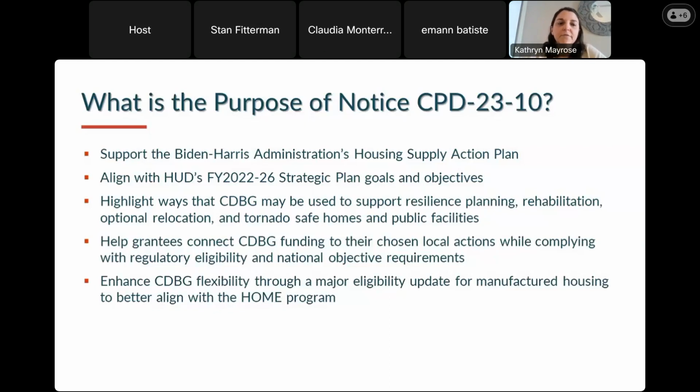The federal efforts through the Biden-Harris administration and the efforts of HUD under Secretary Fudge have been trying to address this housing supply. So this notice is a part of a much larger strategy to try to address this housing supply, not only through the Biden-Harris administration's Housing Supply Action Plan, but also through HUD's 2022 through 26 strategic plan goals and objectives. So this notice will generally highlight ways that you can use CDBG funds in support of affordable housing activities, specifically in areas like resilience planning, rehabilitation, relocation, tornado-safe homes, and public facilities.